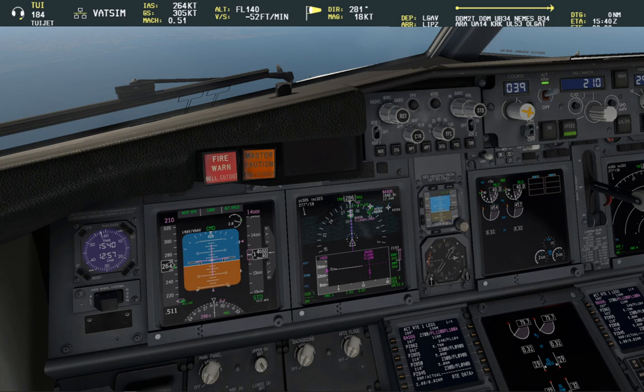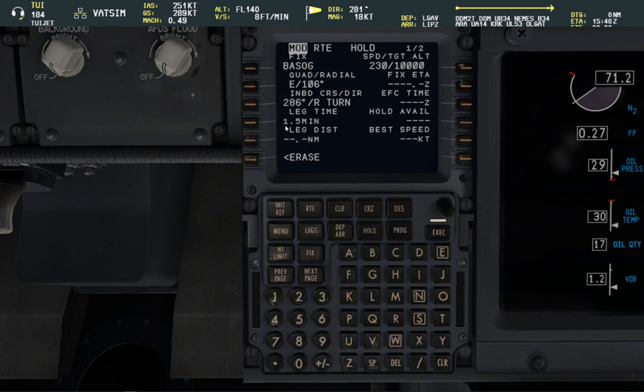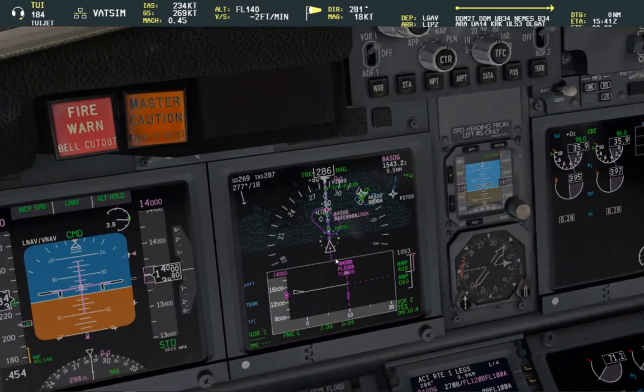Holding over Basuk is 245 degrees inbound course. Left turns, 5 mile leg length. So, inbound course 241, hold over Basuk, left turns and leg distance 5 miles. Execute. Hold over hot gig at level 130. 130, hold over hot gig, inbound 193.